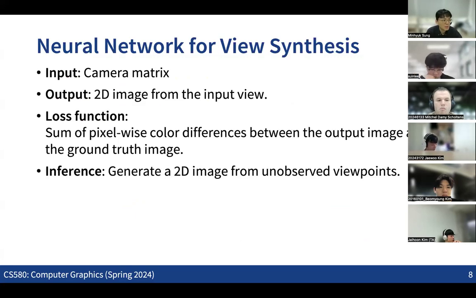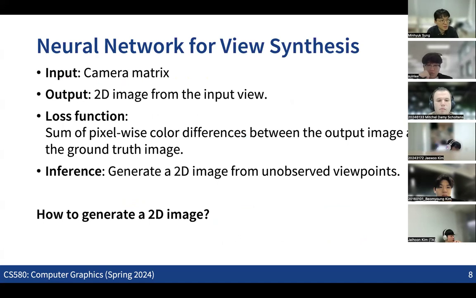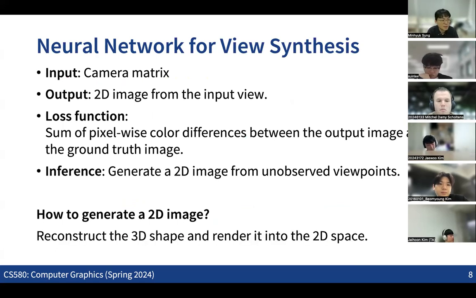And basically what we are going to do is make a system that takes the camera matrix as the input and makes the 2D images as the output. So as I said, on how we are going to generate the 2D images, going back to the graphics pipeline, we are going to do some kind of 3D reconstruction first and then render this into the 2D image. So that's basically the way that we leverage some physical properties for the 2D image generation.